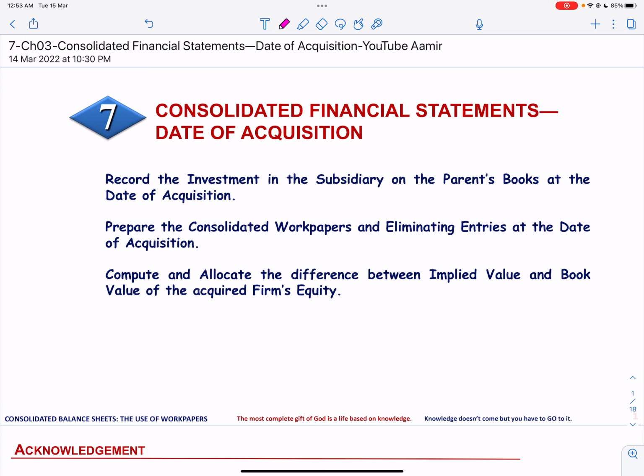In this video, we will discuss the use of work papers in preparing the consolidated financial statements on the date of acquisition. It will focus on balance sheet accounts. It will explain how to record the investment in the subsidiary on the parent's books at the date of acquisition. It will also explain how to prepare the consolidated work papers and eliminating entries at the date of acquisition. Finally, we will explain how to compute and allocate the difference between implied value and book value of the acquired firm's equity.